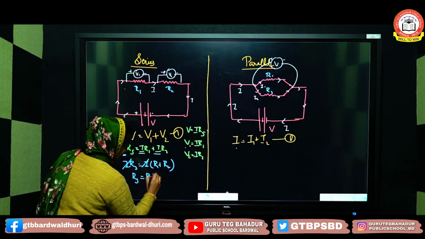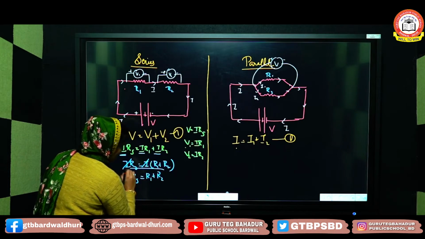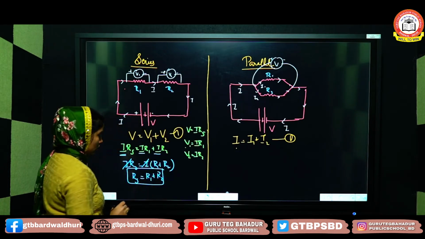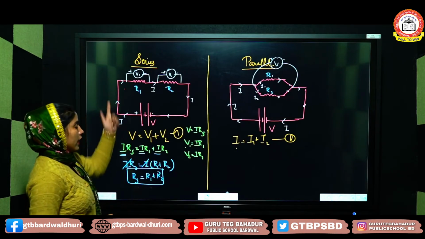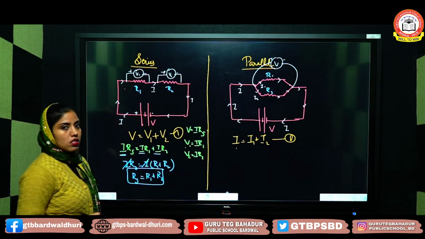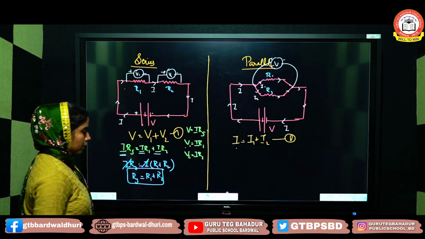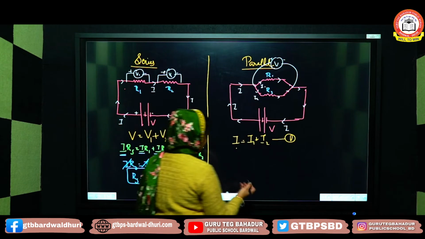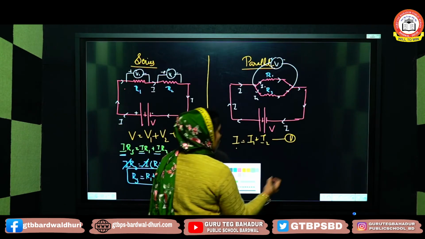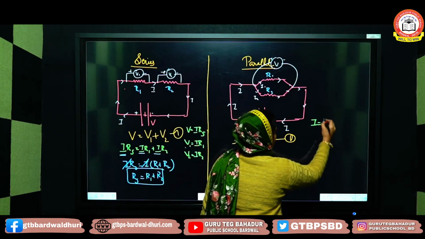So this is the net result for the equivalent resistance when the resistances are connected in series: R1 plus R2. Here now we need the values of I, I1 and I2. Again, I'll use Ohm's law. I is equal to V by R, we know.